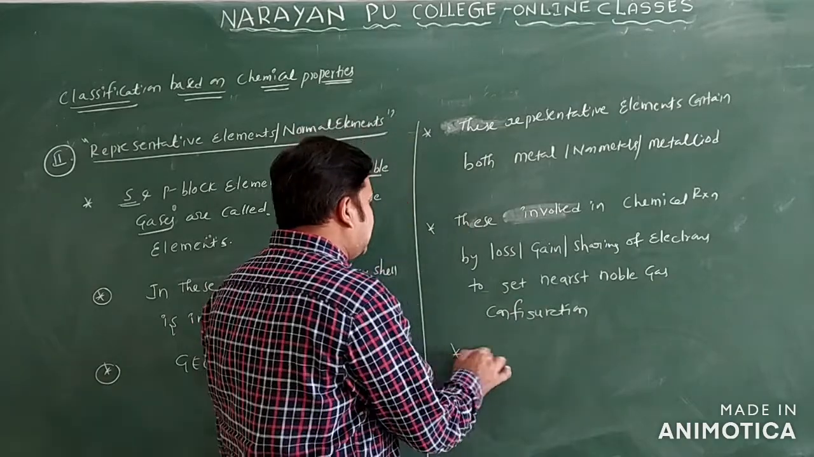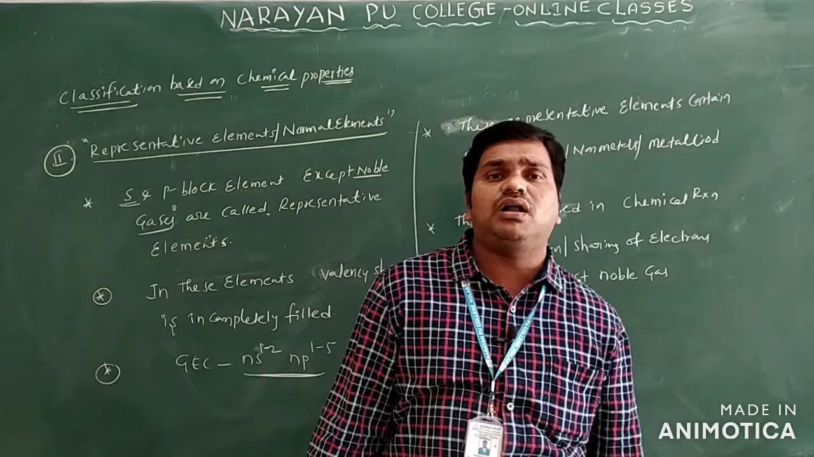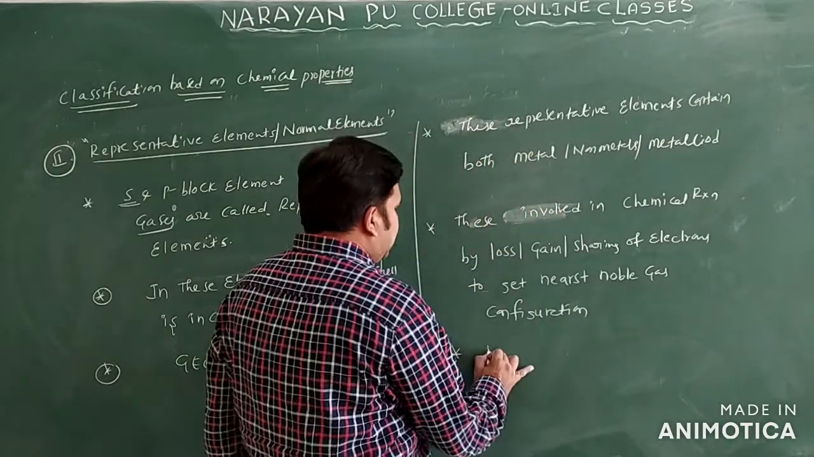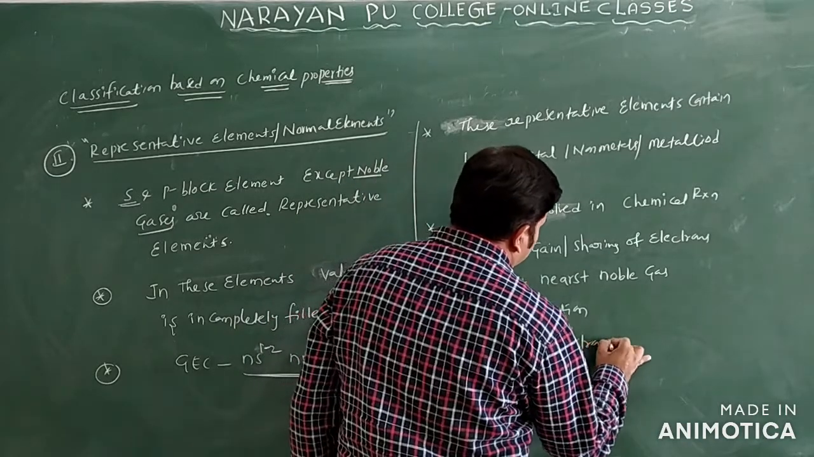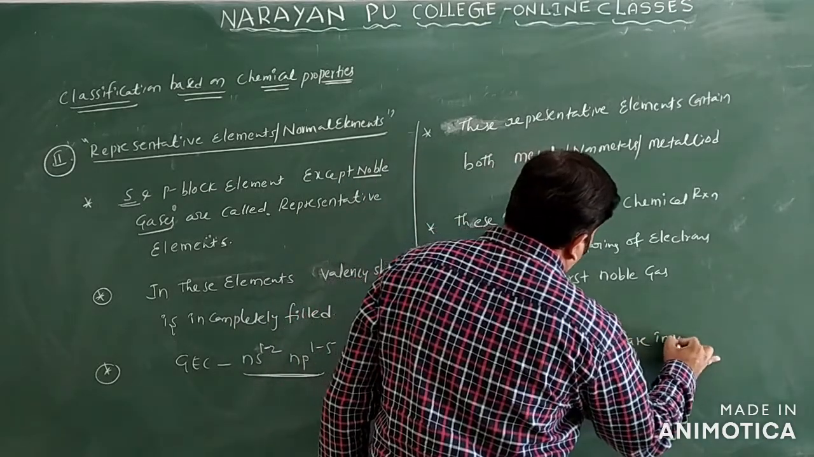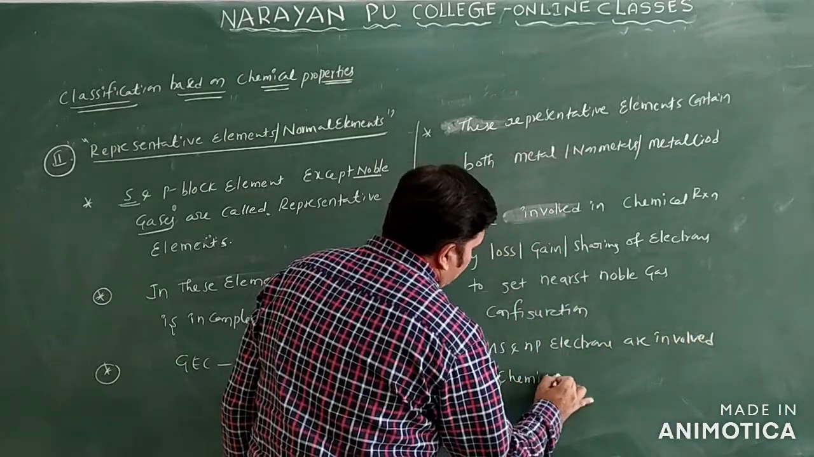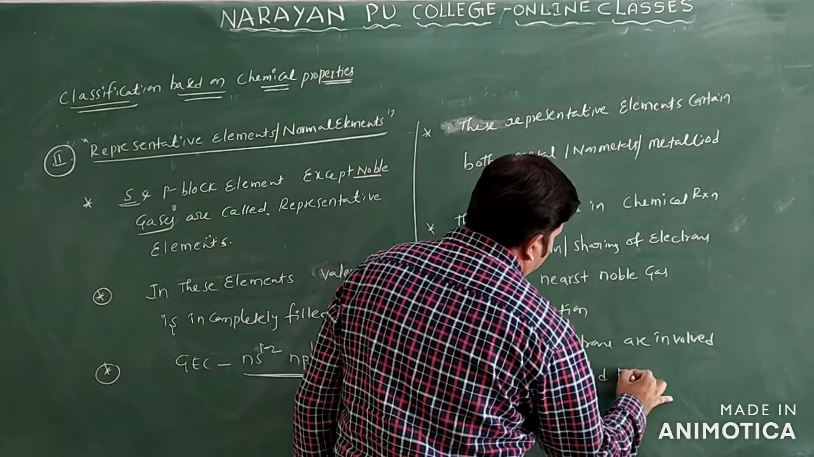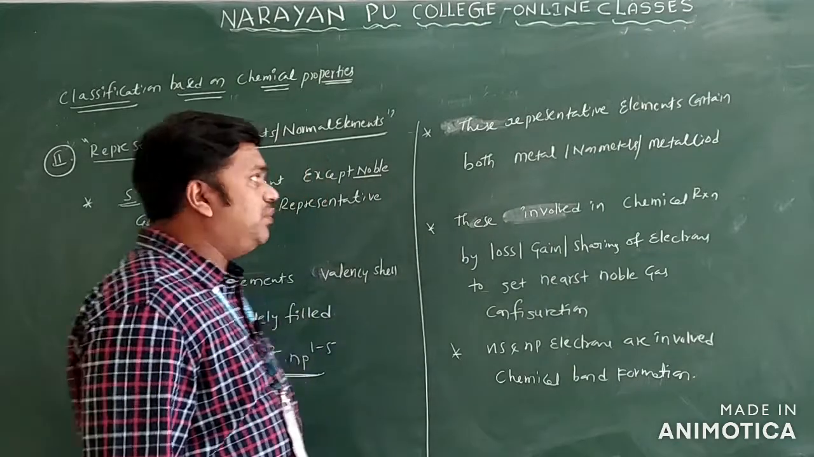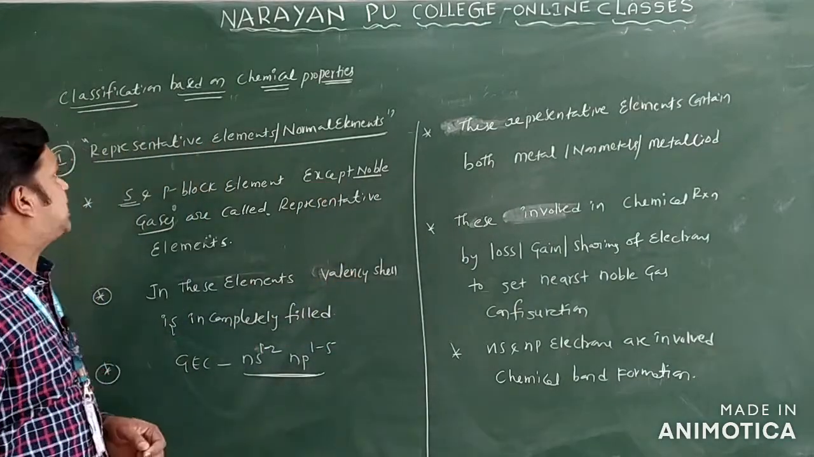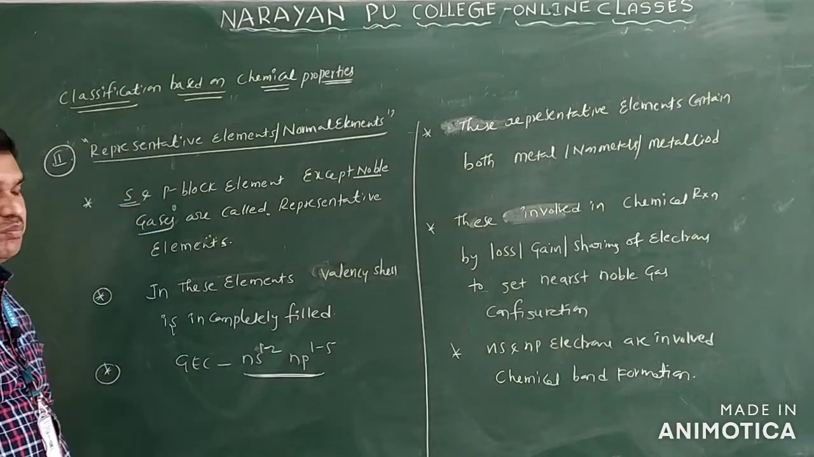So what electrons are involved here? ns electrons and np electrons are involved in chemical bond formation only. So this is regarding the representative elements. S and P block elements except noble gases are called representative elements. So the general electronic configuration is ns1-2, np1-5.